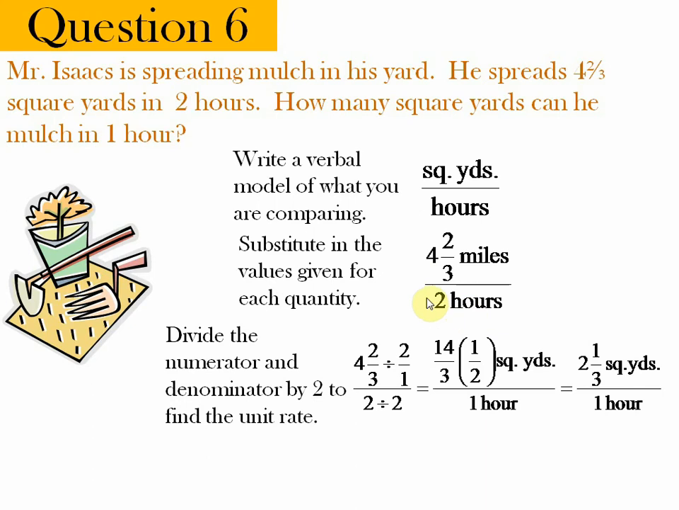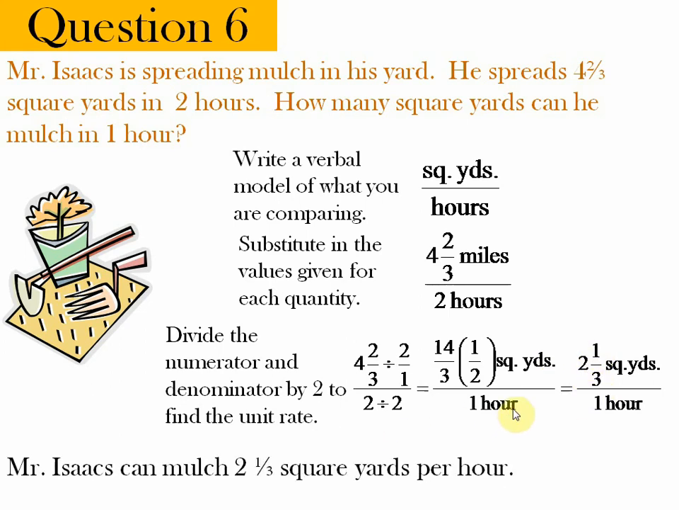So just remove this 2. We divide by 2. When we divide by 2 and change the divide into multiply, we get 1/2. So 14/3 times 1/2: 1 times 7 is 7, and 2 times 3 is 6, which becomes 2 1/3 divided by 1 hour. So the answer for this question is Mr. Isaac can mulch 2 1/3 square yards per hour.